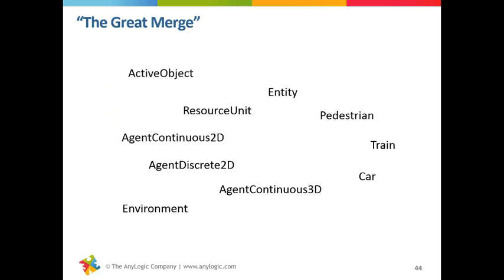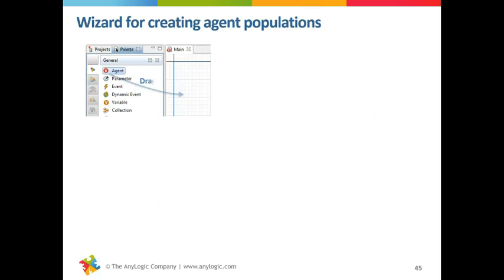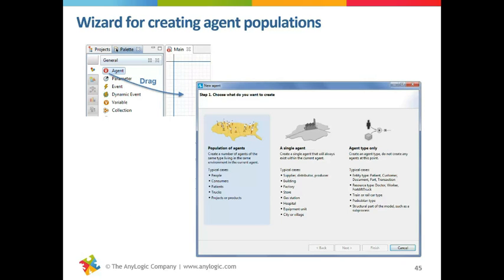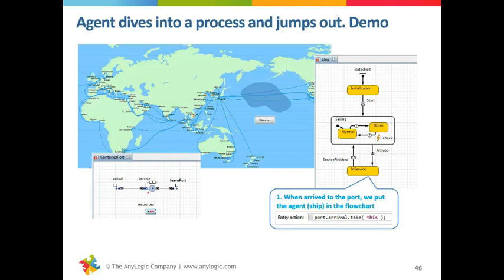With AnyLogic 7, the great merge comes about, where all of these displayed objects are now replaced by a single agent type. There is a wizard for creating agent populations. And an agent can follow a discrete event process as an entity, and also have changes in state or behavior as an agent.